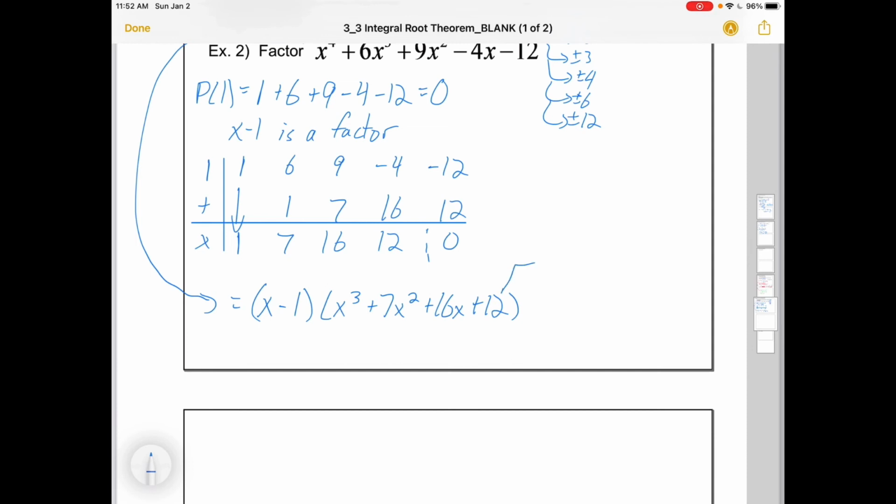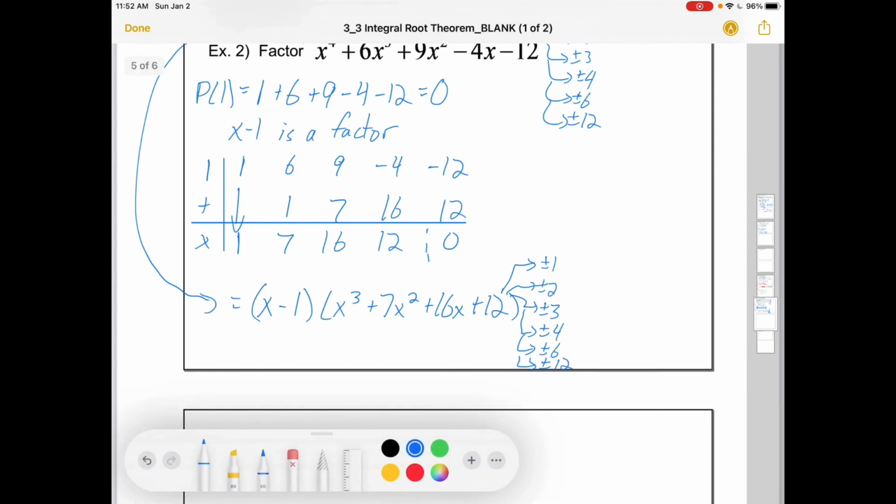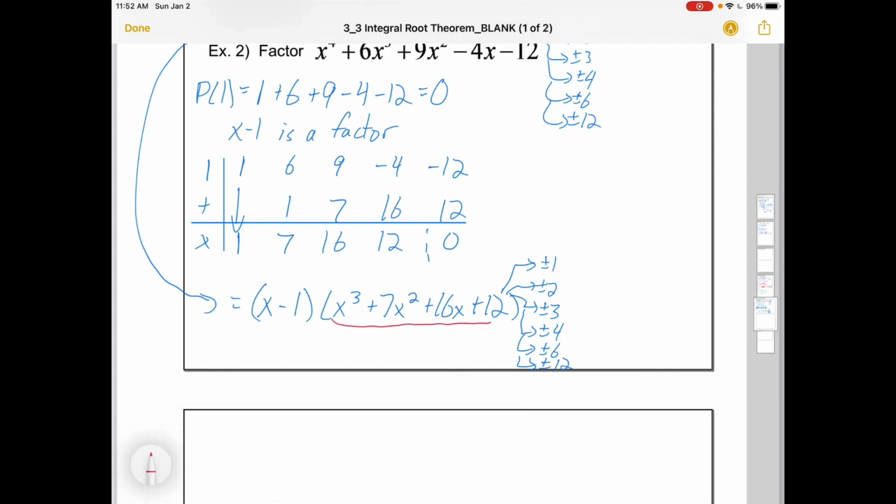So the factors of 12 are plus or minus 1, plus or minus 2. The same ones we already had. Don't need to necessarily write these all out again. We know them. And you just keep chipping away until you find it for this new polynomial. This is the one you care about factoring now.